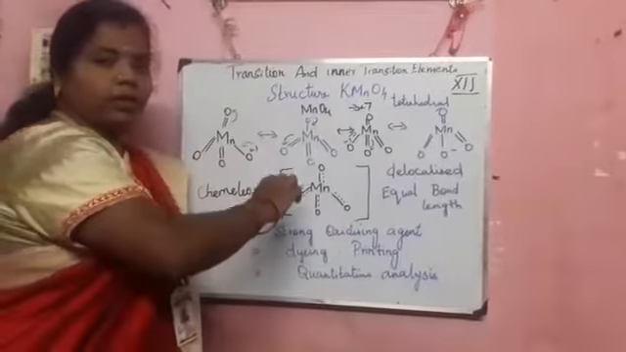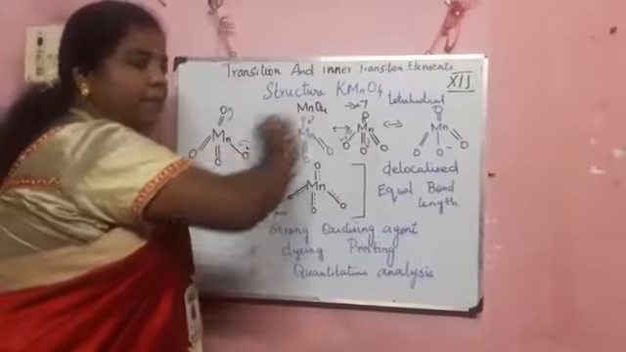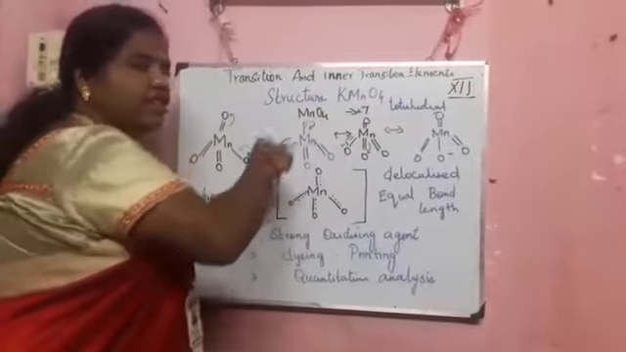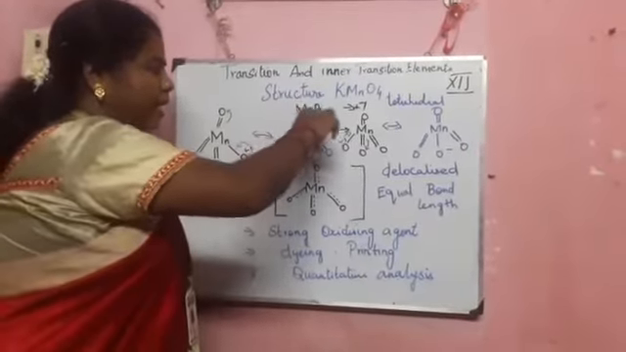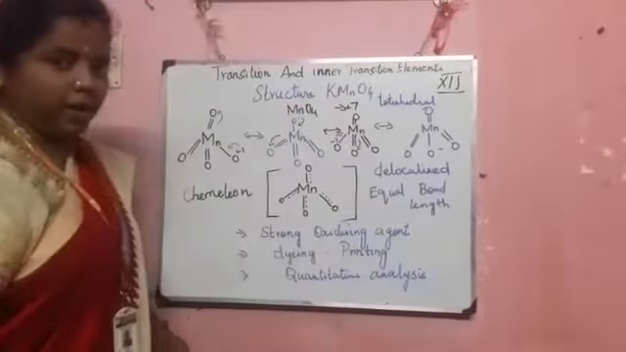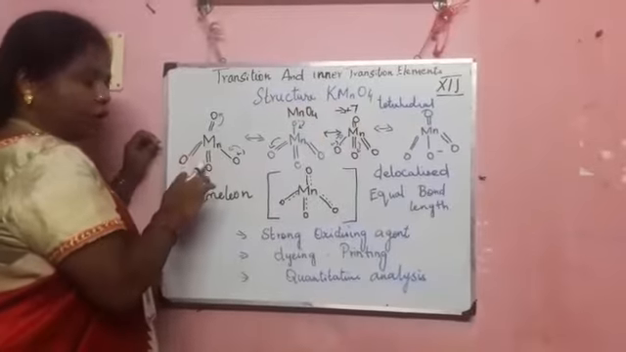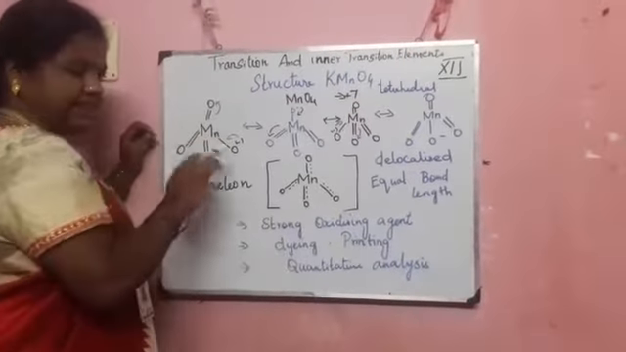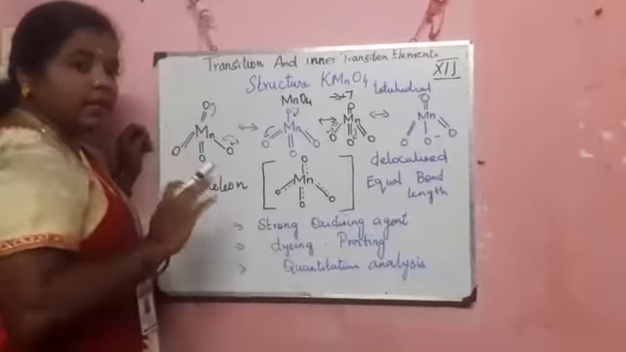Next we see the structure of potassium permanganate. The oxidation state of manganese in potassium permanganate is +7. It has a tetrahedral shape. Let's see here, Mn double bond O, so automatically 7 bonds are there. It is under the resonance structure.